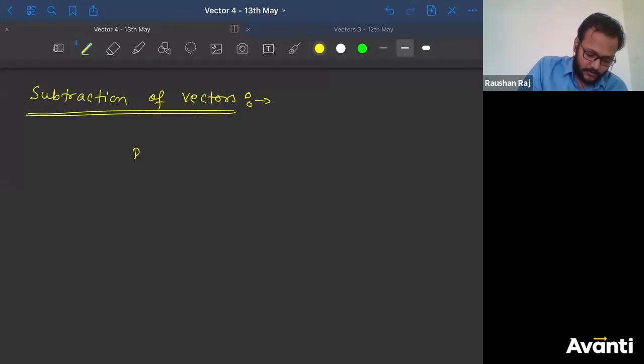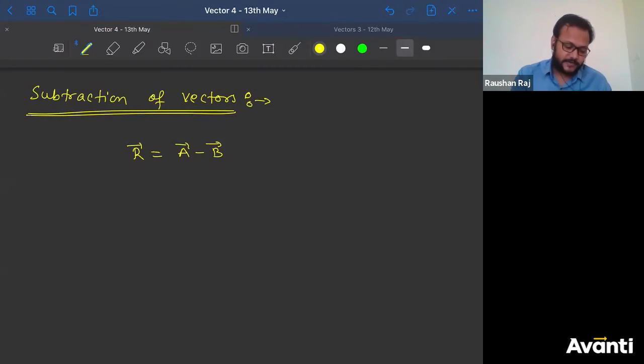Now if R vector is given to you as A vector minus B vector, and for your satisfaction let me change this R to R1. If you have a doubt, I write it as R1. Otherwise a few will say, sir, R was A plus B, now how can I say A minus B?